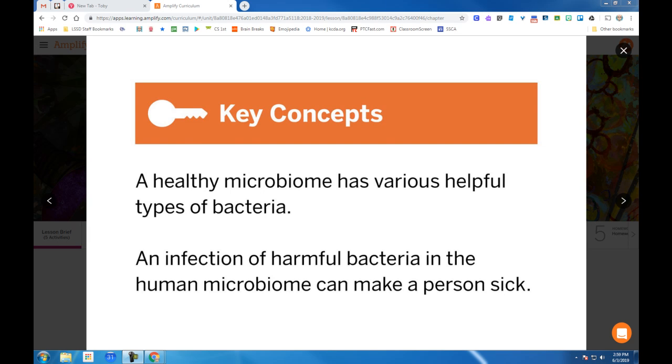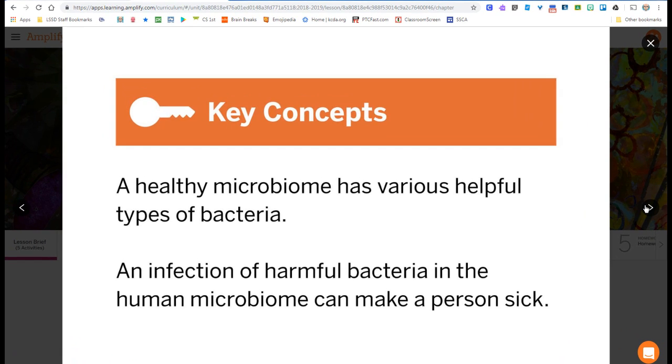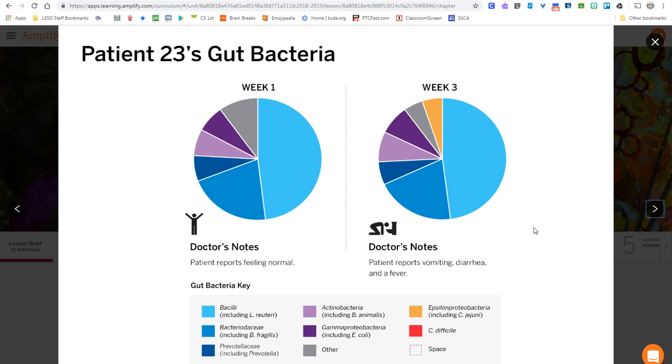I've already gone into the lesson brief and opened up the projections to save some time, and I opened it to the key concepts. A healthy microbiome has various helpful types of bacteria. An infection or harmful bacteria in the human microbiome can make a person sick. And along with that, we have patient 23 and some data on patient 23.